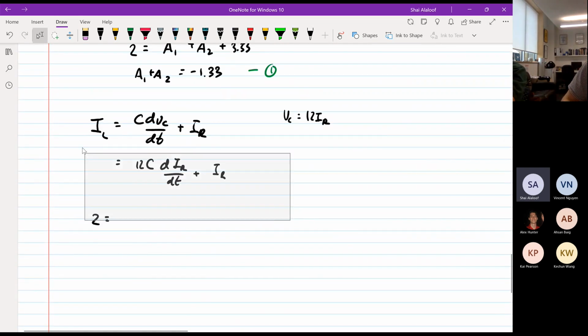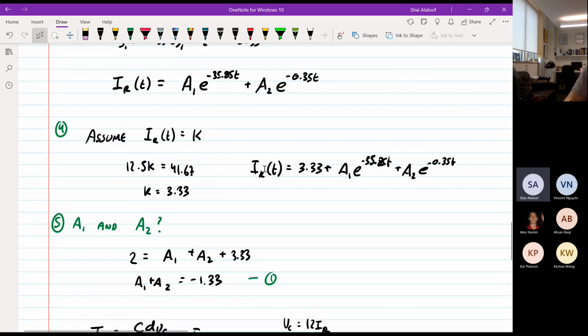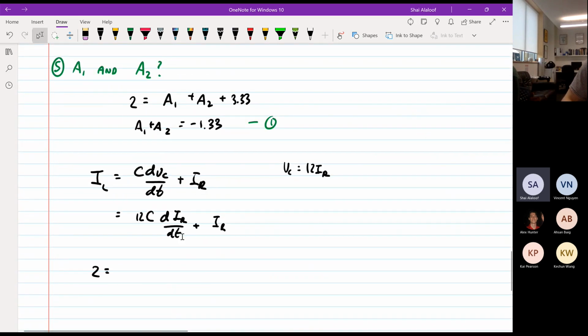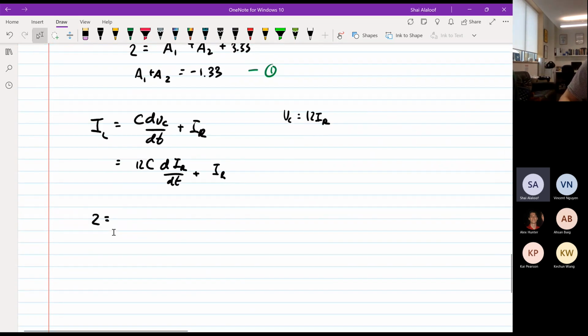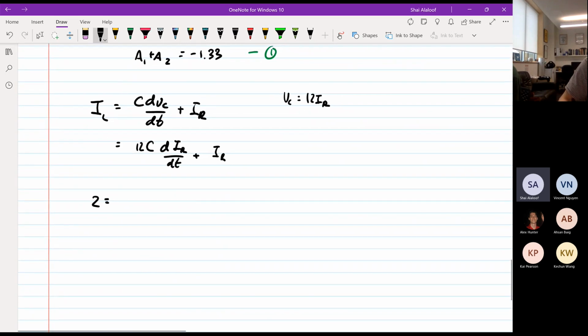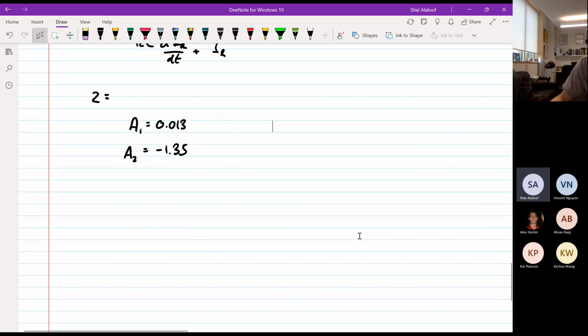I'm probably not going to do the maths on this one just because it'll take me a while. But essentially what you do is you've got an expression for IR, right? You need to differentiate it and then add it again and sub in t equals 0, because we're subbing in t equals 0 to this equation. And you'll essentially get just another equation in terms of A1 and A2. If you solve simultaneously, my answers have A1 as 0.013, and A2 is minus 1.35. And that's it. You're finished.